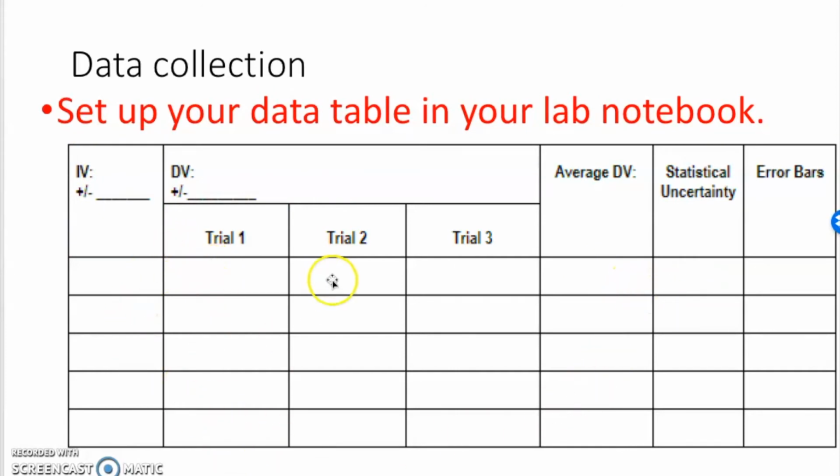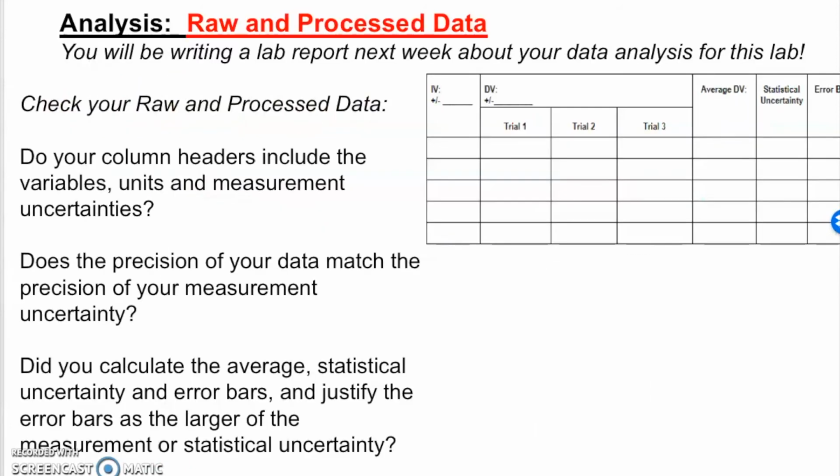I would like you to do 3 trials. I know it's a little bit annoying, but this is a really big fundamental lab, and it's going to be helpful to have 3 trials. So we have our data collection. You'll go through that. And then I do want to point out that you want to double check that your column headers have the correct variables, units and measurement uncertainties, so the plus or minus, the units, those would be seconds and probably meters.